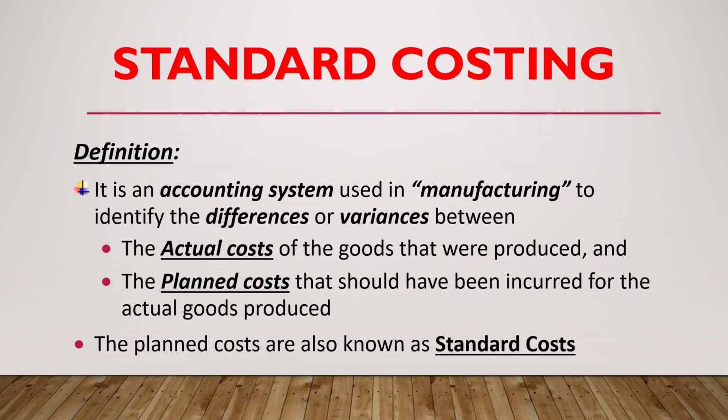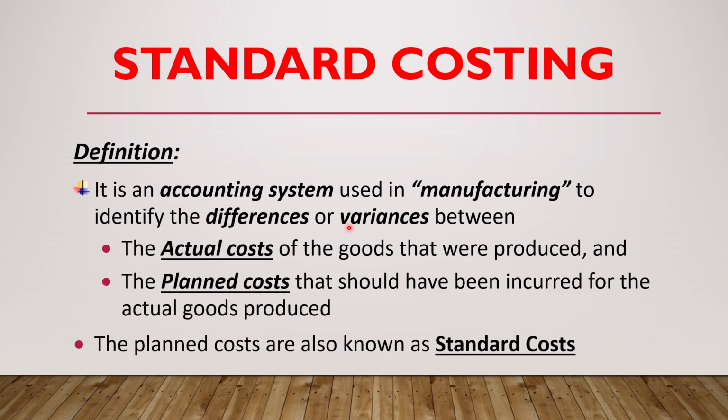So standard costing, it's an accounting system. Okay, it's an accounting system used in manufacturing to identify the differences or variances. So if there are differences between the actual information and the standard information, then that difference is called a variance. Okay, and the standard information is the planning, all right?